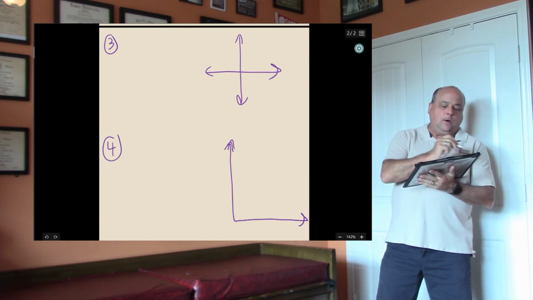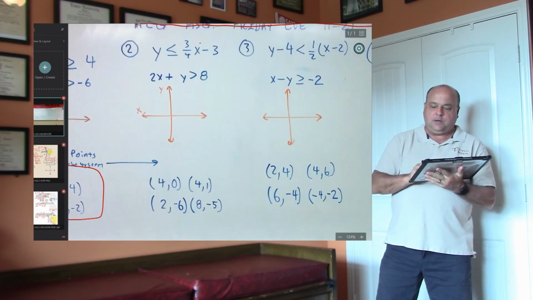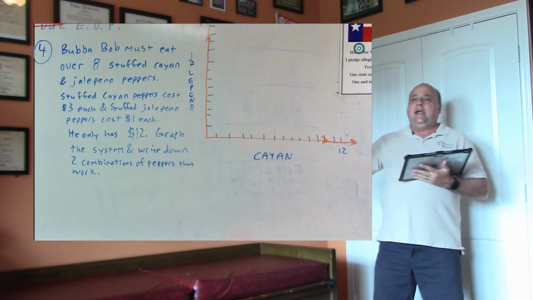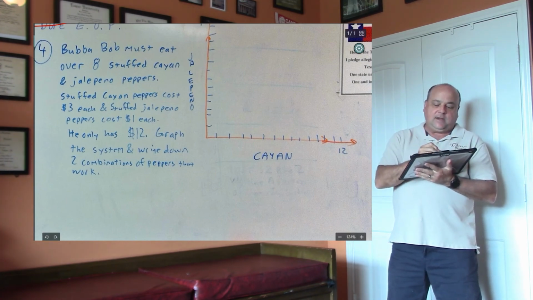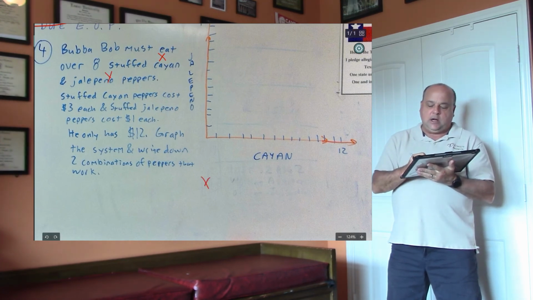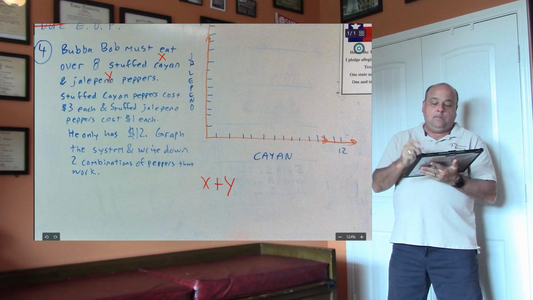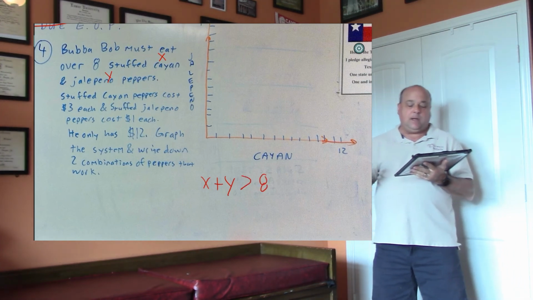But on number 4, let's look at number 4, okay? And I'm going to zoom over here. Okay, and we're going to write down the equations that work, okay? So we have cayenne and jalapeno peppers, right? And he must eat 8 of them, right? So we know that x plus y must be over 8. So he's got to eat at least 8 peppers.